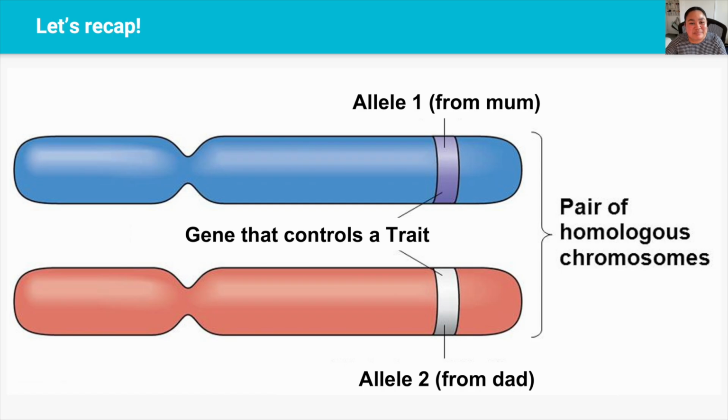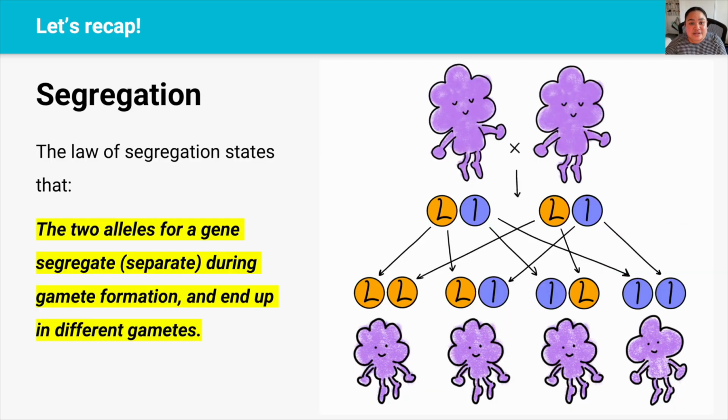So let's recap. Previously, you've learned that genes are sections of DNA that code for proteins and that they come in different versions called alleles. Individuals inherit one allele from each parent for each gene. You've also learned that the Law of Segregation states that two alleles for a gene segregate or separate during gamete formation, and they end up in different gametes. This means that at the end of meiosis, each gamete only gets one allele.